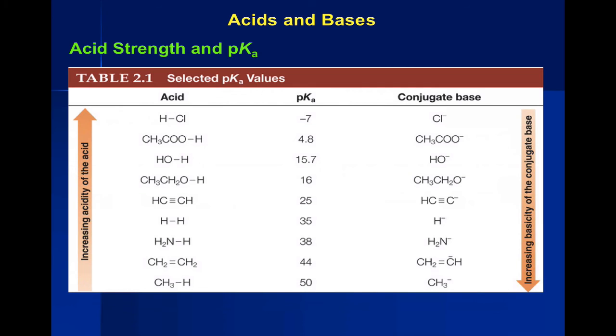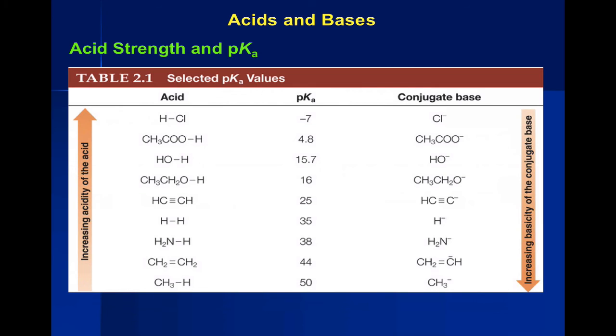I don't care that you know the exact numbers, but you should know that a carboxylic acid is going to be around 5, an alcohol is going to be around 16, an alkyne is going to be around 25, the mid-20s, and other things are going to be much greater than that. You should have a feel for that.